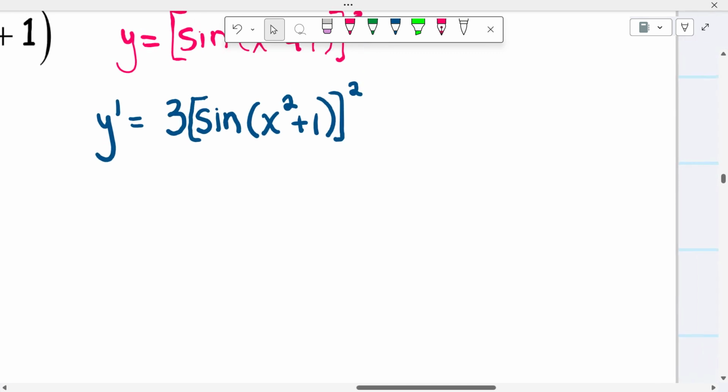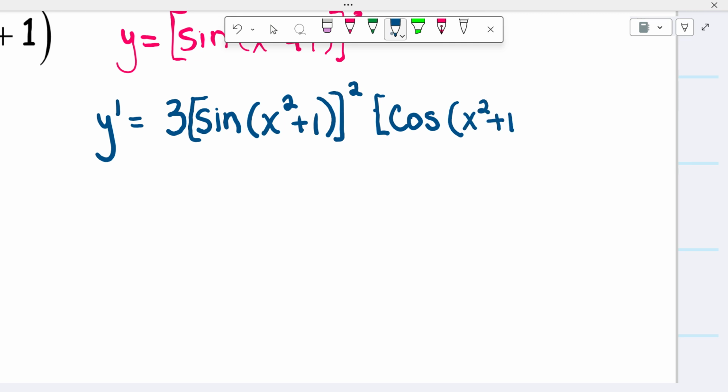Now do I got to keep moving in? So then now the next piece is the sine, right? So what is the derivative of sine? Cos. So the next piece is cos. Does the expression in the angle stay? Yep, so cos bracket x squared plus 1. So that's my next piece. And then now I do the angle position. So then the angle position is 2x.